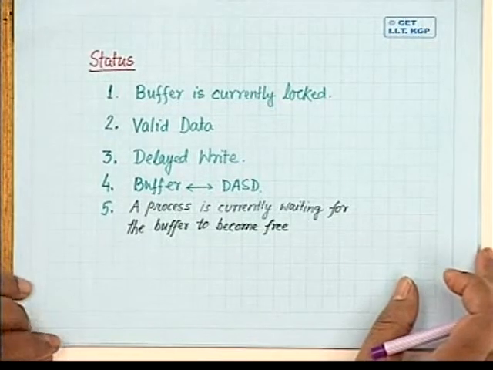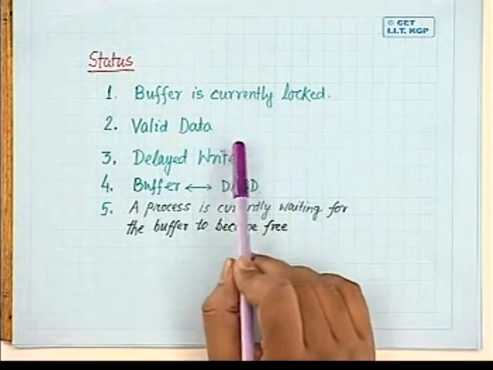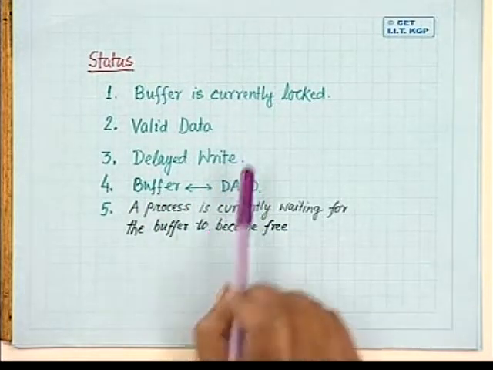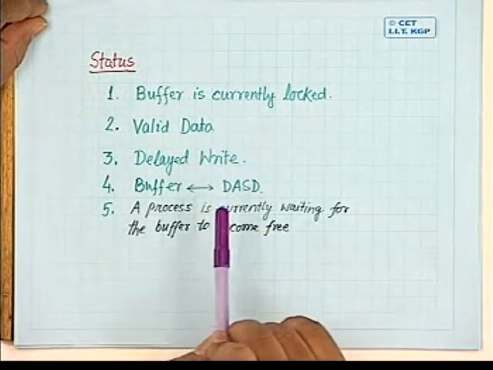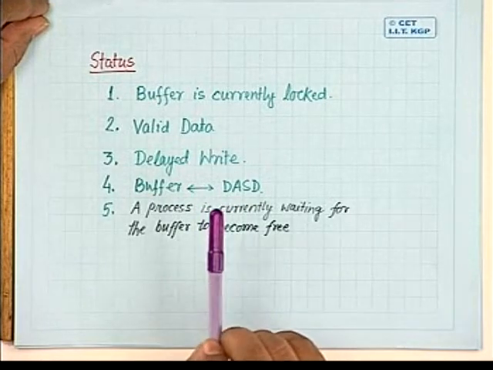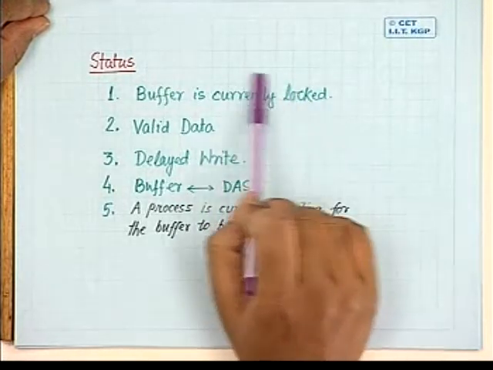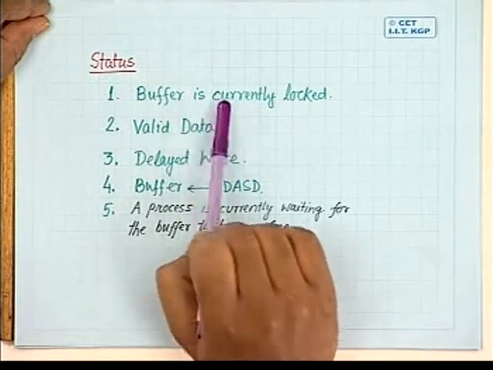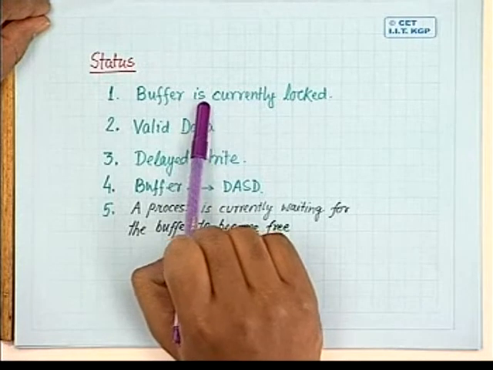For example, whether the buffer is currently locked or not. Whenever a process makes use of the buffer, either for copying the data from the buffer to the user area in the main memory, or whenever the kernel uses the buffer for reading in a data block from the secondary storage into the buffer, or writing a data block from the buffer to the secondary storage, in all those cases the buffer which is under use has to be locked, so that while the operation is going on, the same buffer should not be accessed by any other process.